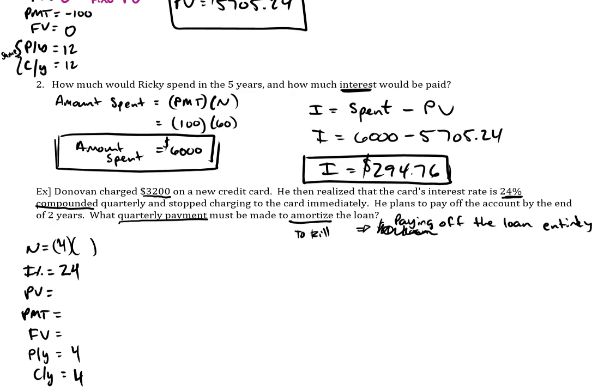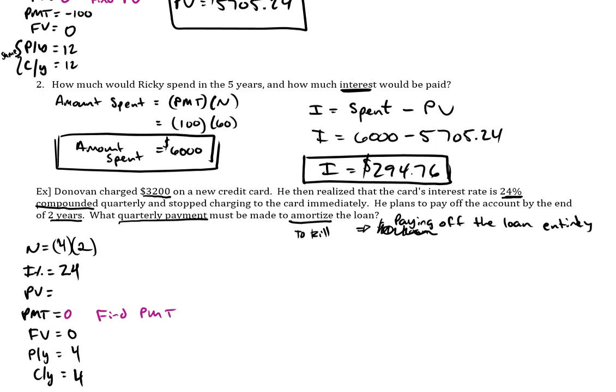Okay, so we've got some of it set up. It says he plans to pay off the account by the end of 2 years. Okay, so there's the 2. And then it's asking what quarterly payment must be made to amortize the loan. All right, so that means we're finding the payment. So to amortize the loan, we would say the future value should be 0, so in the future we should pay nothing. All right, and now the present value.